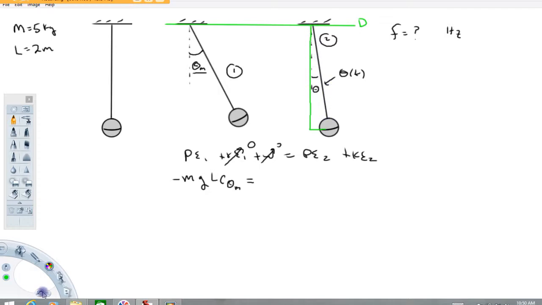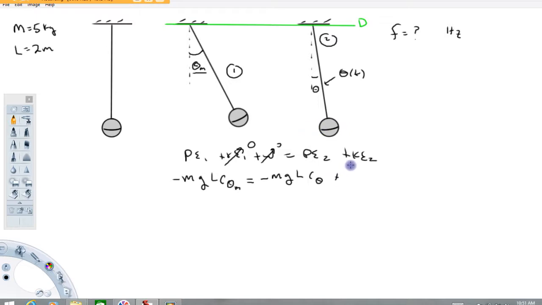Hypotenuse is what we're calling L. So the PE2 term is going to equal minus mgl cosine theta. Now the difference between these two terms: this one is a theta max, it is just some number. But this one is a variable. As you know, position 2 can be anywhere as it goes back and forth.